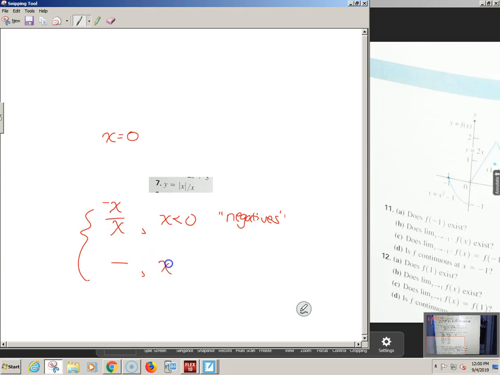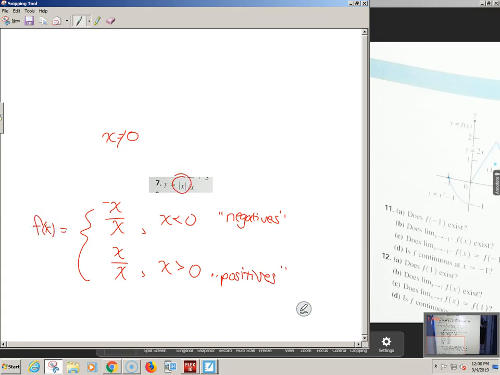But if I have positive values, now I'm not including 0, because 0 is not included in the domain. X is not allowed to equal 0, because 0 over 0 does not exist as a value. The limit could still exist, but as a value, that's undefined. For positive numbers, x stays the same. So if I write out what the absolute value actually is, it's a piecewise function.